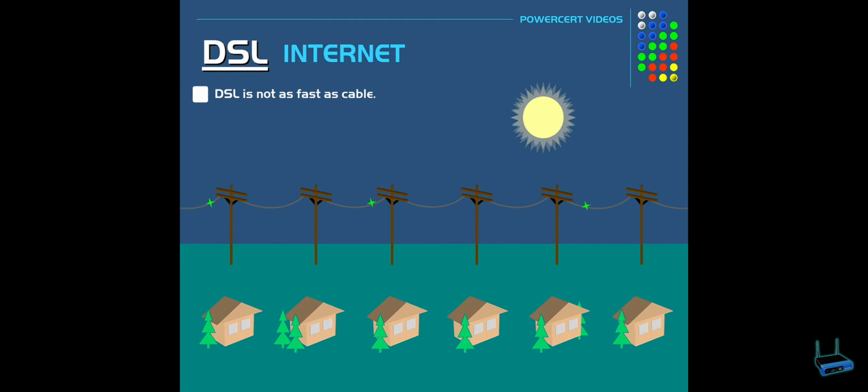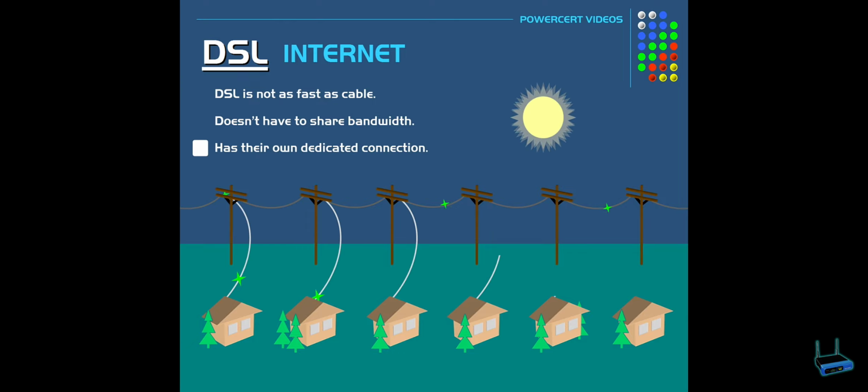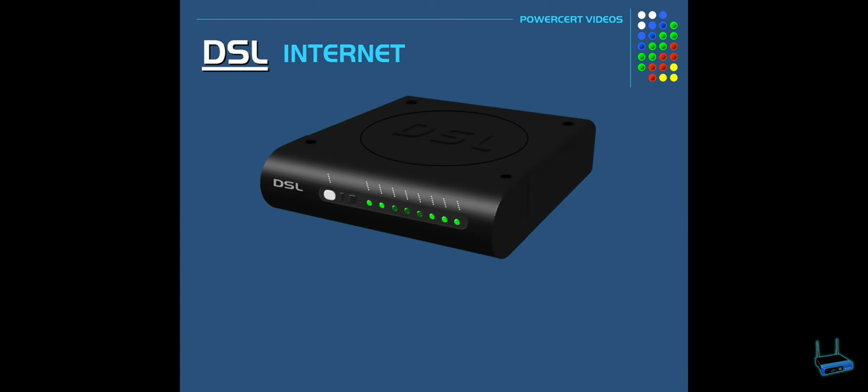Now, DSL is not as fast as cable, but it is cheaper. And also with DSL, you don't have to share bandwidth with your neighborhood like cable does. Everyone using DSL has their own dedicated connection. It's not a shared line. And DSL is more widely available than cable because it uses common telephone lines, which are nearly everywhere. Now, the speed of DSL can vary depending on where you live, but on an average, they offer download speeds anywhere from 5 megabits per second up to 100 megabits per second.